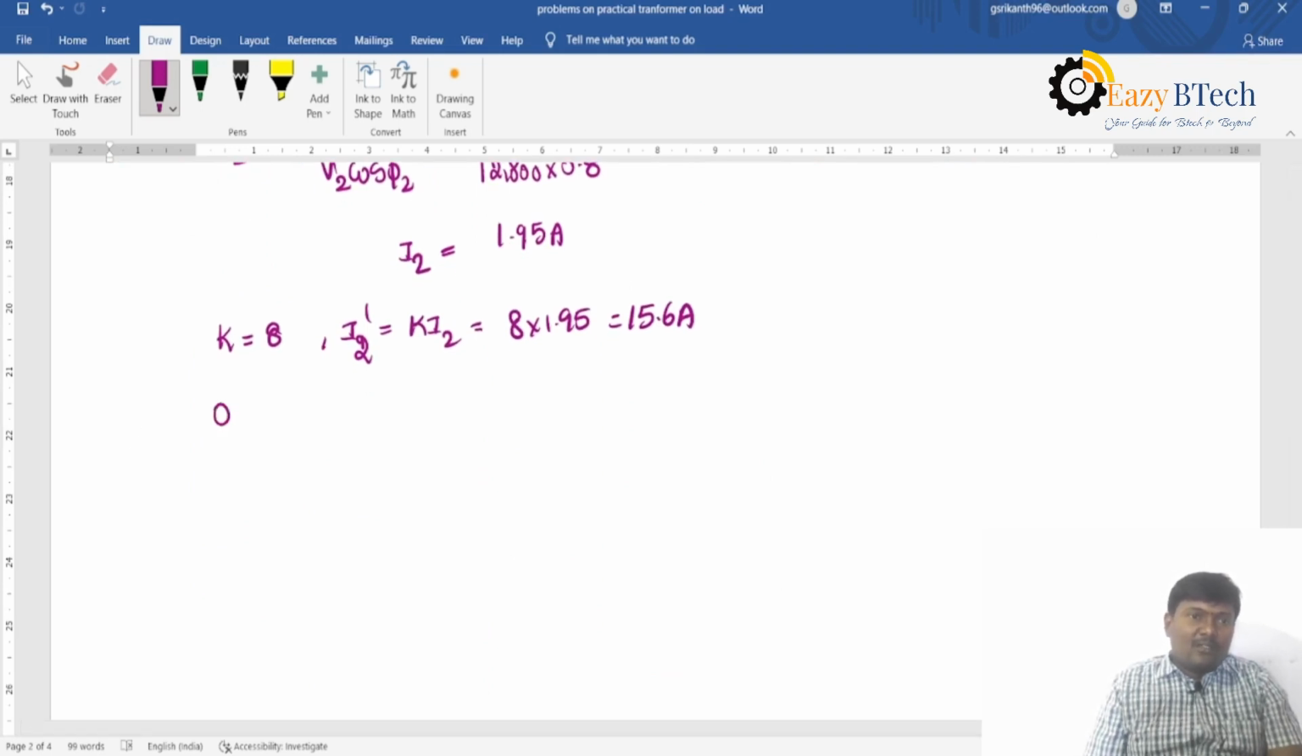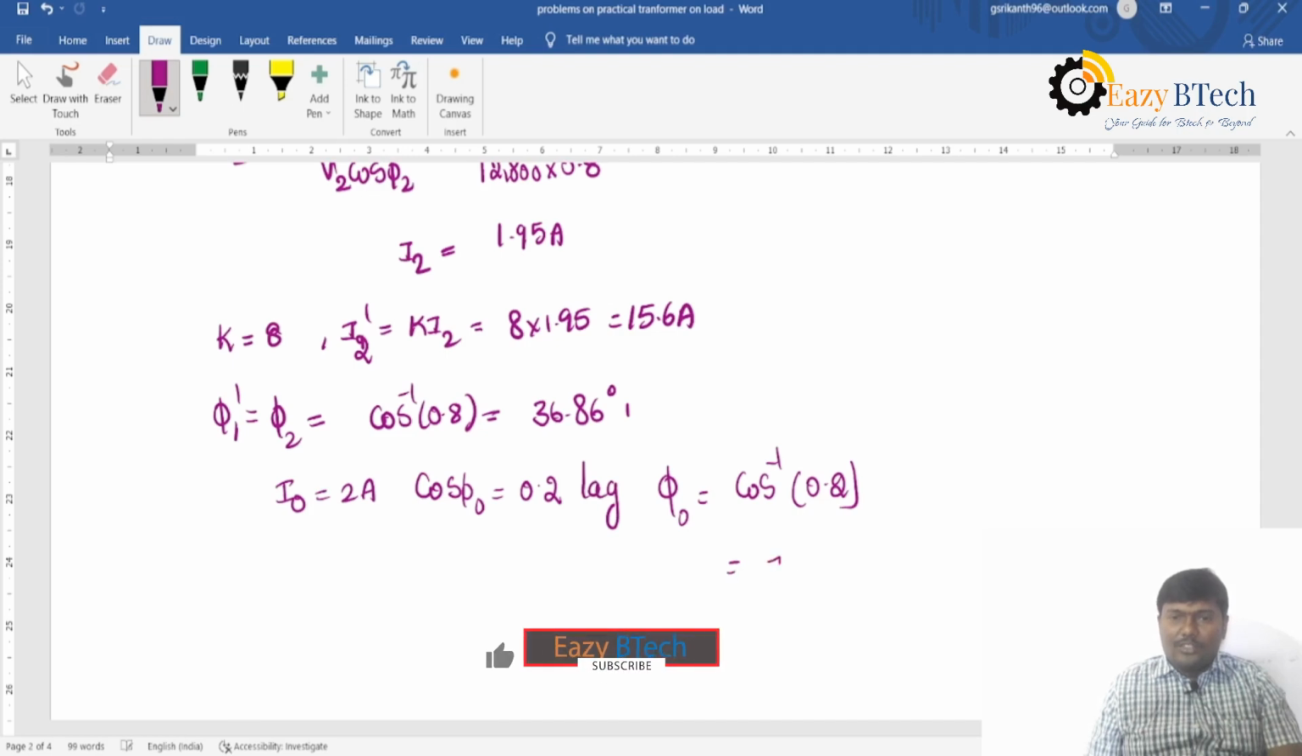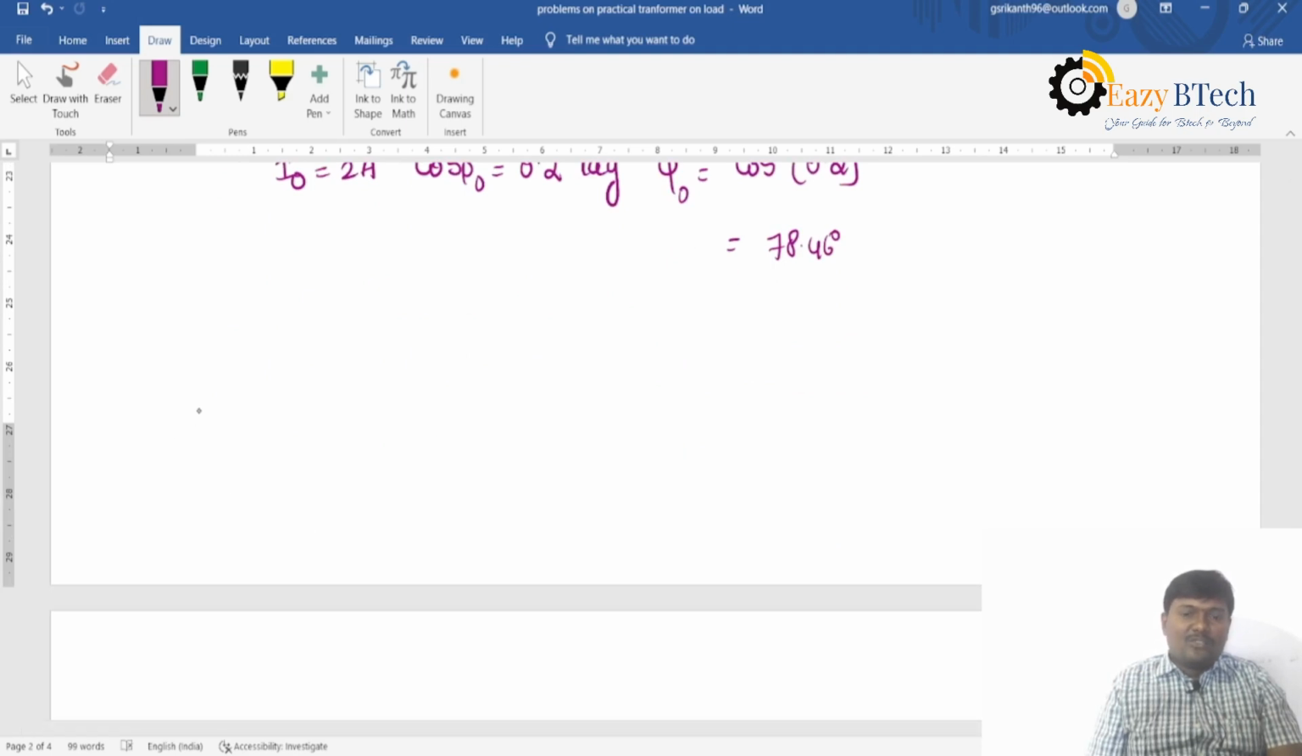Or we know that phi 1 dash is equal to phi 2 is equal to cos inverse of 0.8. So in the previous problem also same power factor is given, 36.86 degrees. The no load current is 2 amperes and the cos phi 0 is 0.2. The no load power factor is 0.2 lagging. From this, phi 0 is equal to cos inverse of 0.2. The cos inverse of 0.2 is 78.46 degrees. So again the same story.